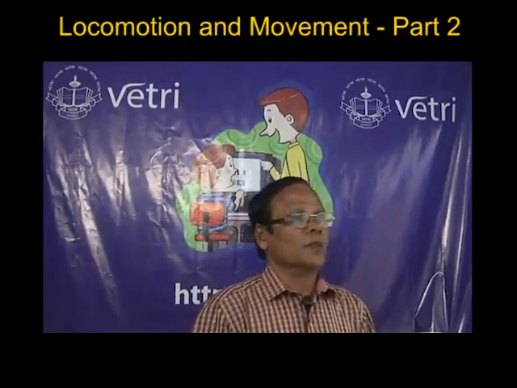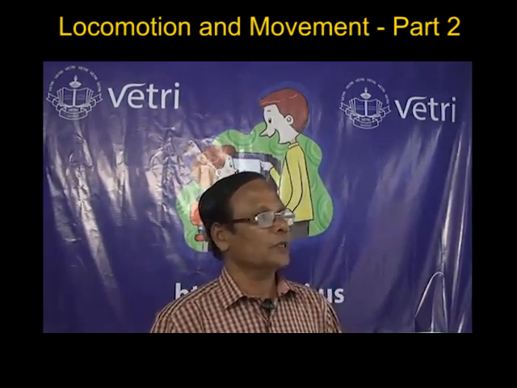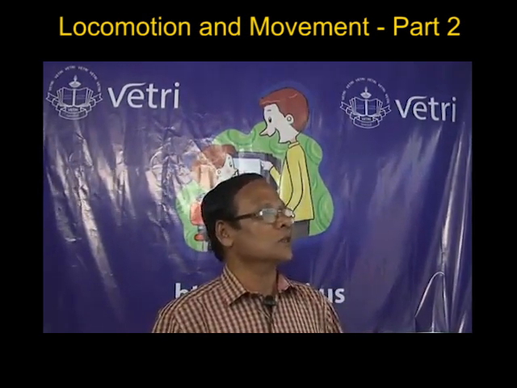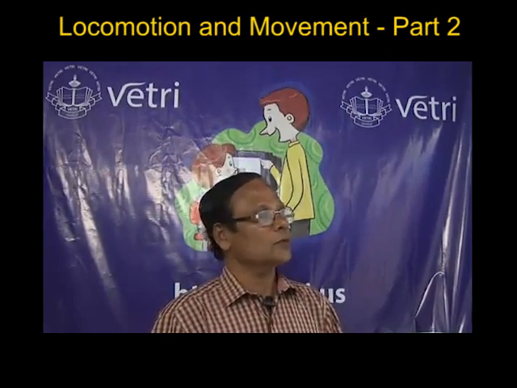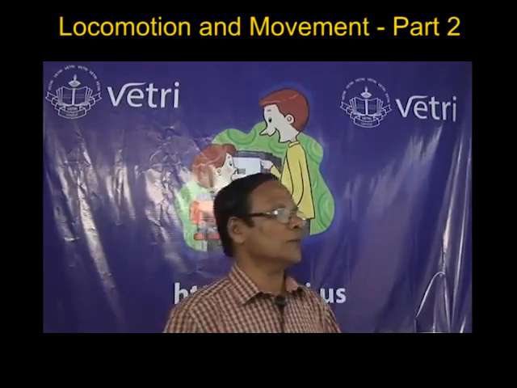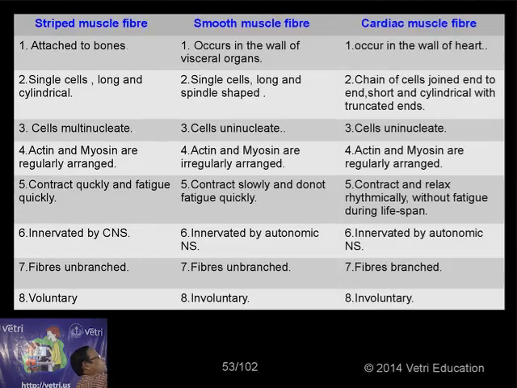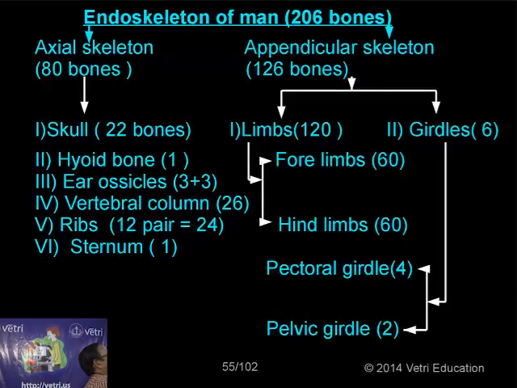Hi guys, once again I'm meeting you to continue the lesson we talked about in the last session: locomotion and movement. I mentioned that three components are involved in locomotion as well as movement. One, the muscular system, which we have studied so far. The second one, the skeletal system, and both are coordinated by the nervous system. We have studied that already. Now let's go further into the skeletal system and its components.